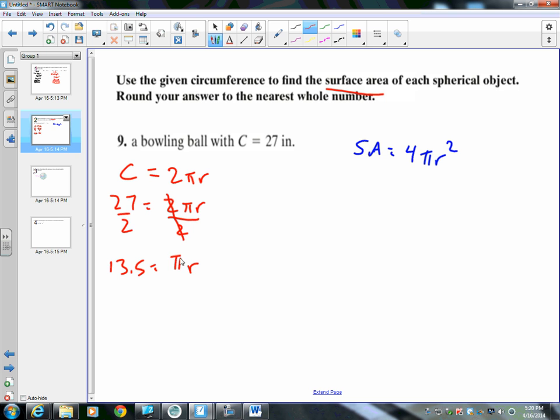Now, how would I get rid of pi? Well, pi is being multiplied by radius, so divide by pi on both sides. 13.5 divided by pi gives us a pretty long decimal, but if we round it to the tenths place, we would get 4.3. And that would be our radius. We use this radius to plug into our surface area equation. 4 pi, radius is 4.3, and we square it. 4.3 squared is 18.49.